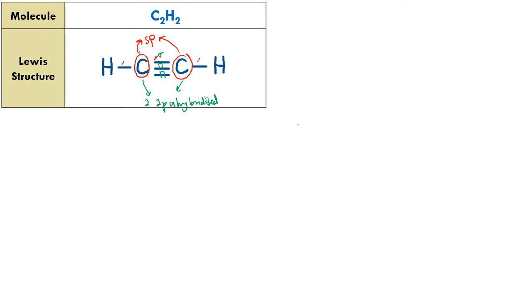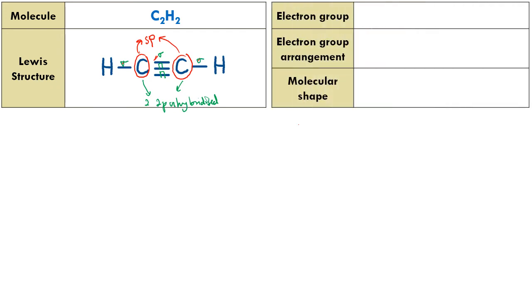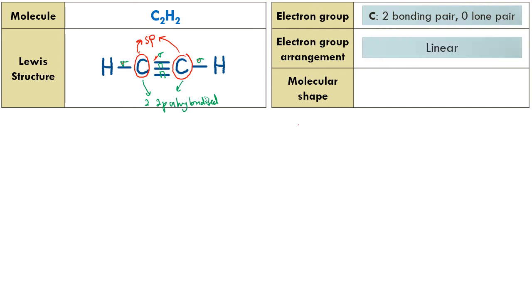Okay, dan untuk carbon hydrogen bond, kita akan ada sigma bond. So, tak ada hybridization lah dekat sini. Okay, so tadi untuk electron group of carbon, 2 bonding pair, 0 lone pair. So, kita akan ada electron group arrangement of linear. Molecular shape dia adalah linear juga. So, nanti kita punya skeletal structure of the orbital overlap diagram will be based on the linear structure.